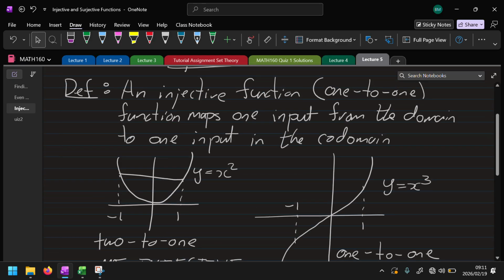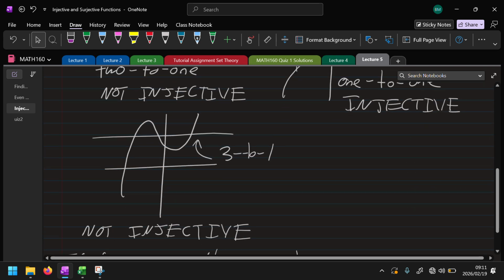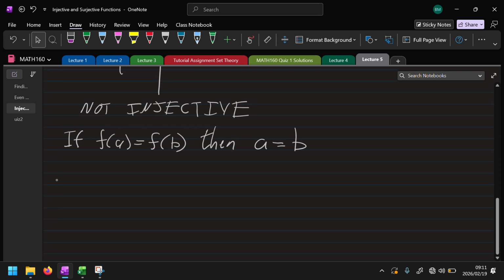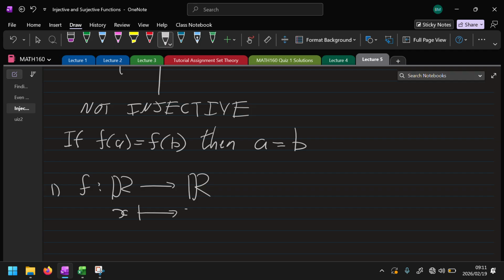Okay, so let's do this calculation for these two here. We'll do it for x squared and we'll do it for x cubed. Okay, so number 1. We have f from the real numbers to the real numbers, x gets mapped to x squared. Again, just to give you the full notation for the function. Later on, we'll drop this because we will only work over the real numbers. But for now, we're going to put it in explicitly.